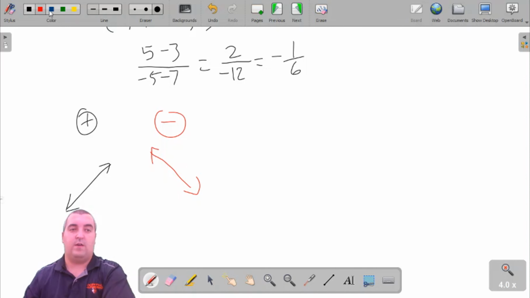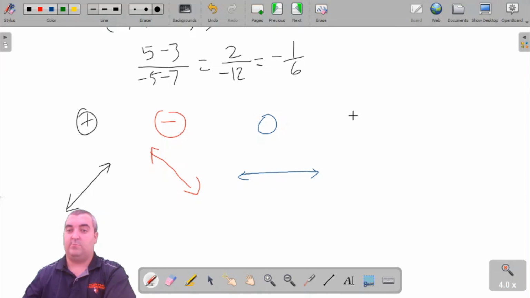If we end up with a 0 as our slope, totally possible, it happens all the time, that would mean that we don't rise at all and we run forever, which means we have a horizontal line. So 0 slope, horizontal line.